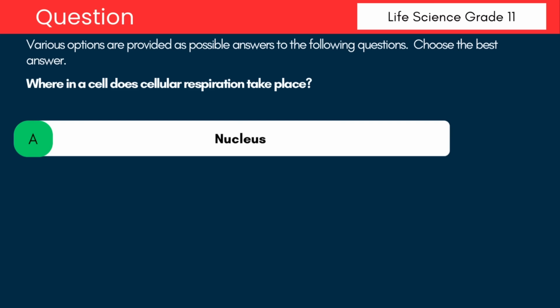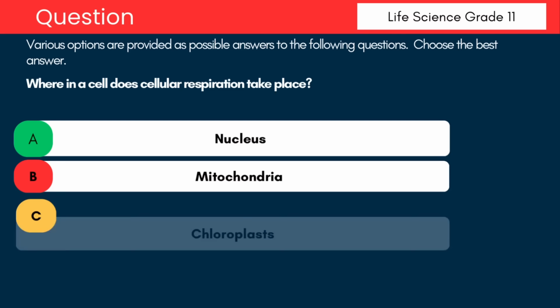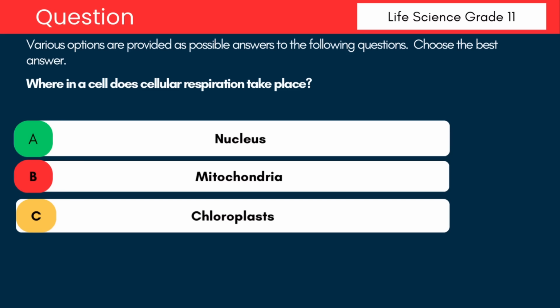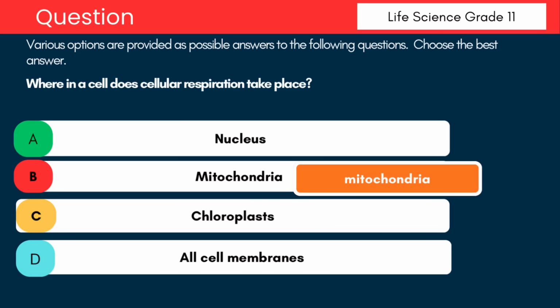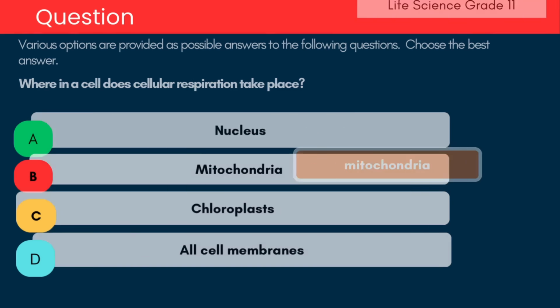A. Nucleus. B. Mitochondria. C. Chloroplasts. D. All cell membranes. The correct answer is B. Most energy in the form of ATP is produced inside the mitochondria, making them the main site of cellular respiration.